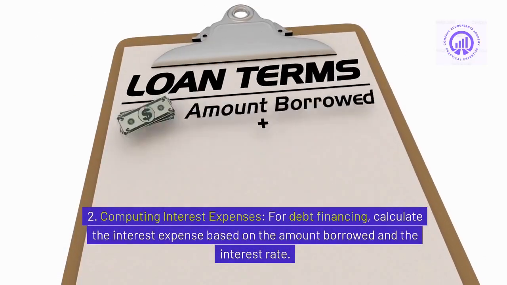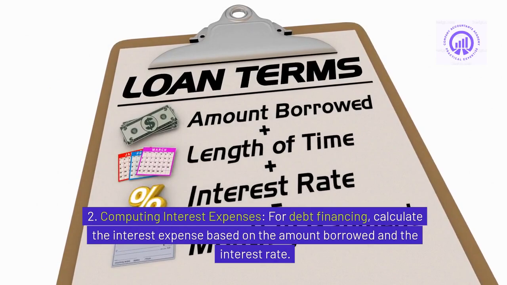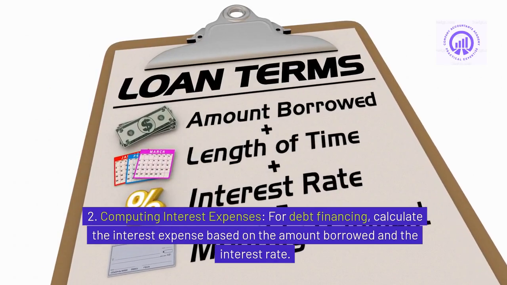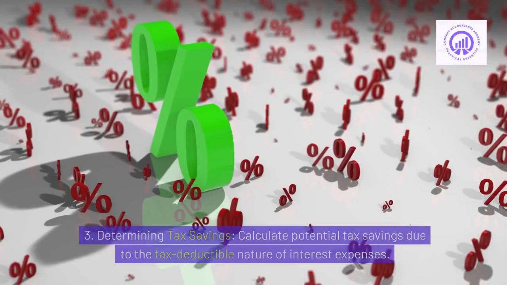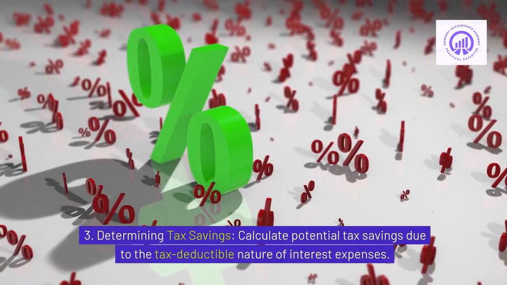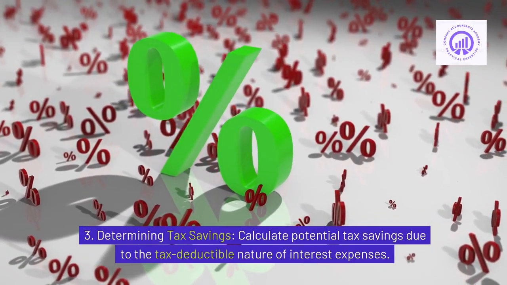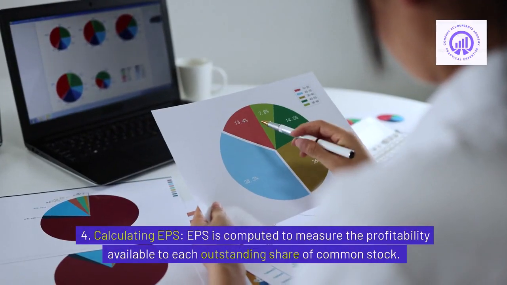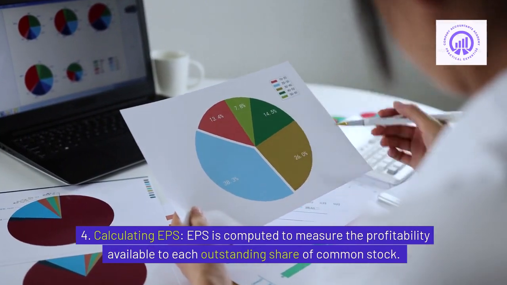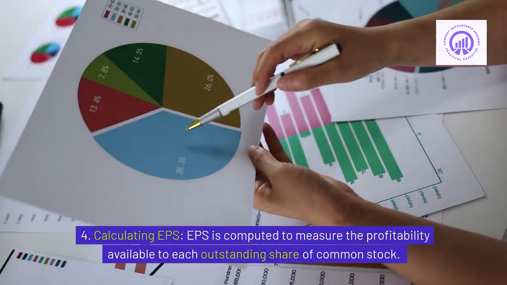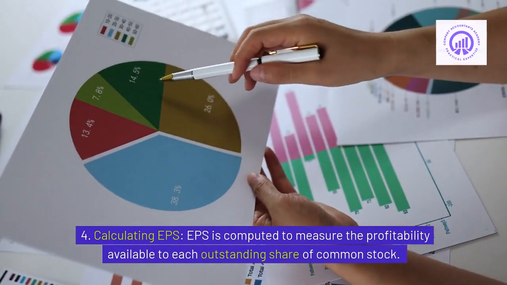2. Computing interest expenses. For debt financing, calculate the interest expense based on the amount borrowed and the interest rate. 3. Determining tax savings. Calculate potential tax savings due to the tax-deductible nature of interest expenses. 4. Calculating EPS. EPS is computed to measure the profitability available to each outstanding share of common stock.